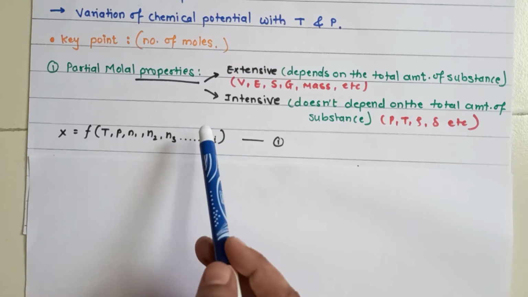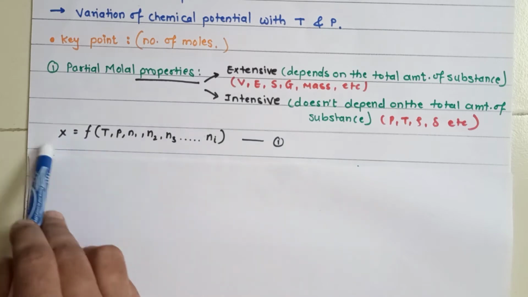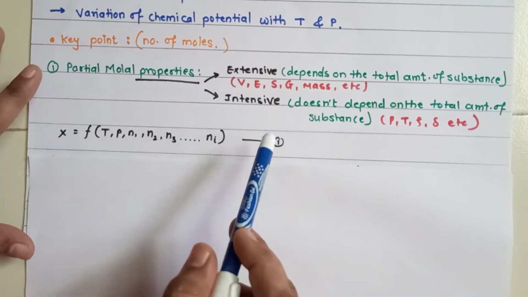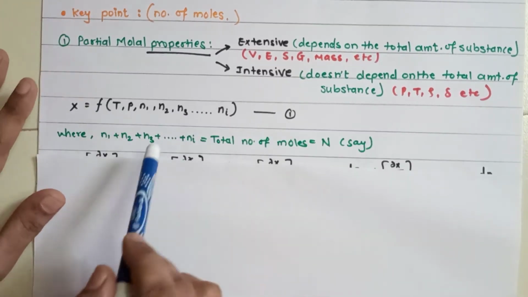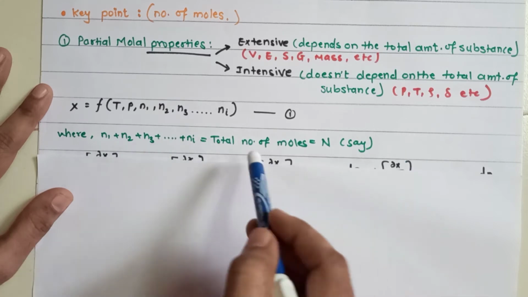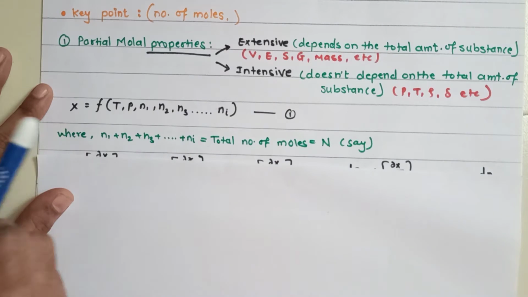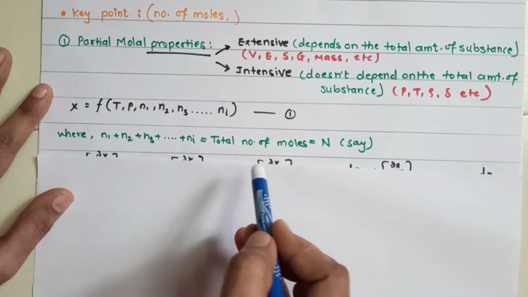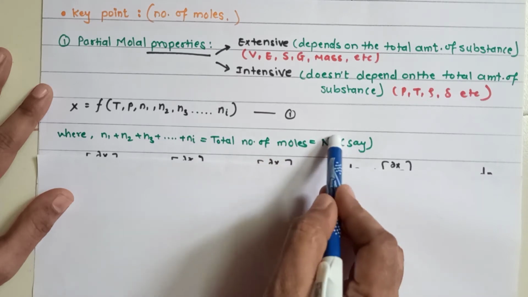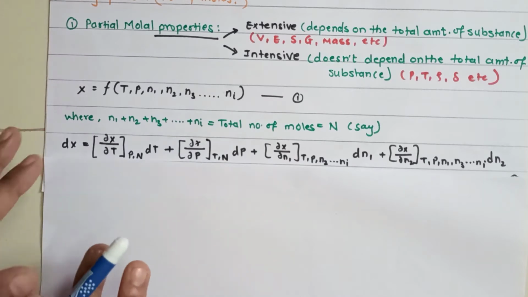Now in view of what has been said above, this X may be a function of the temperature, the pressure and the number of moles, but whereas N1, N2 and N3 are the numbers of moles, if we summarize all this together, then we can say it should be the total number of moles, that is capital letter N. Now we put this into the particular equation.